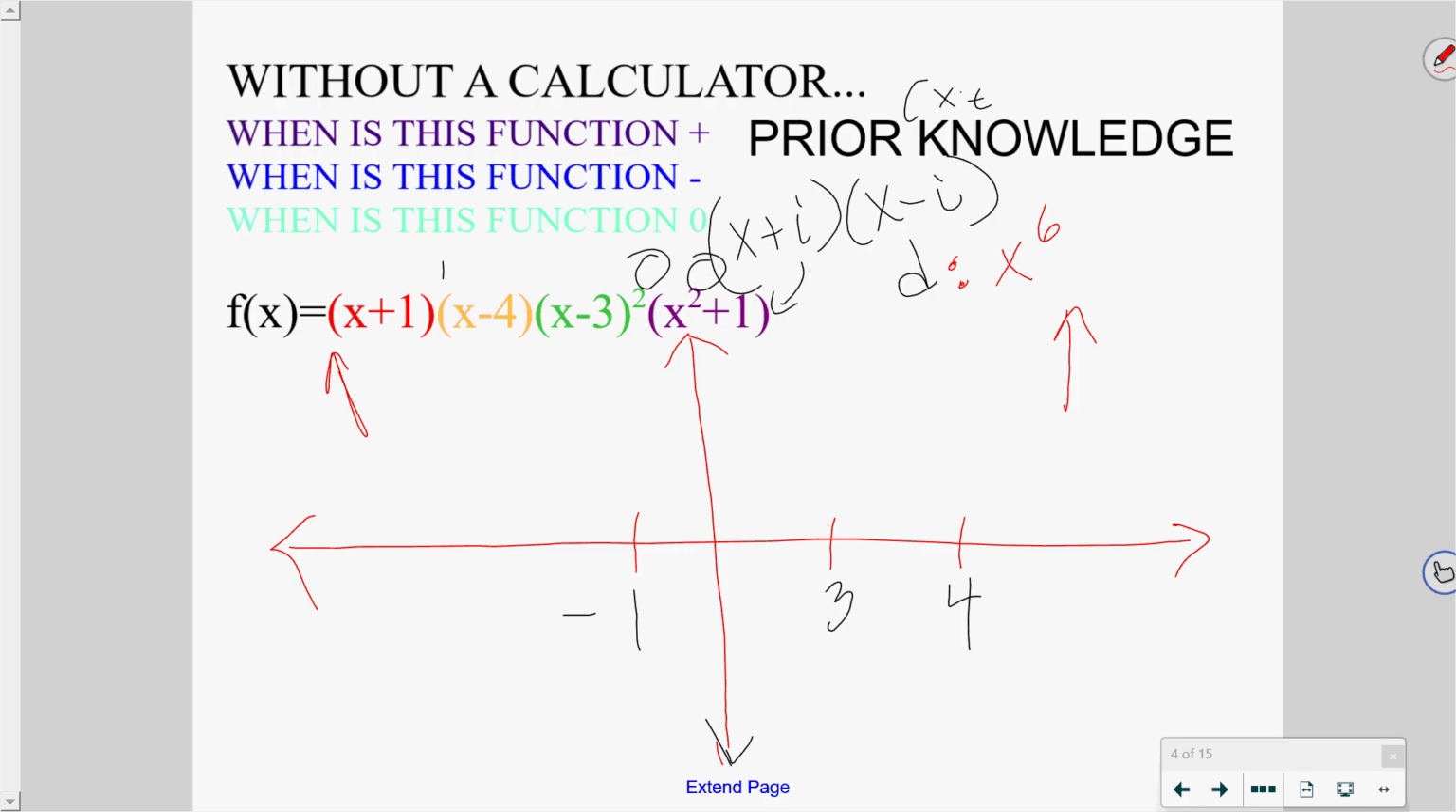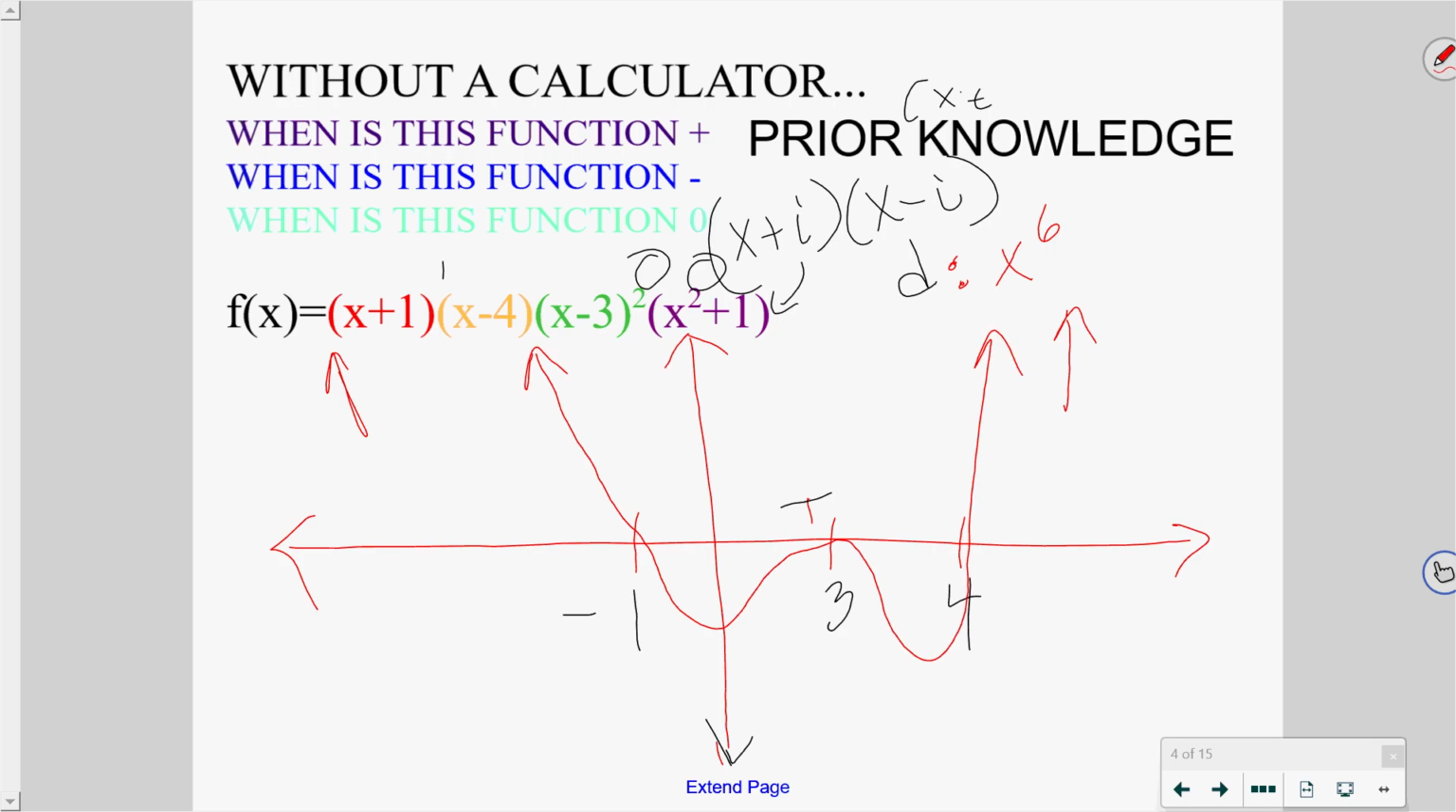Evelyn, what should I do to the zeros? Good. So any weird behavior going on? Yeah. Change it. Yeah. All right. So that's all I need. So now I'm going to connect the dots. I'm going to pass through -1. I'm going to be tangent to 3. I'm going to pass through 4.